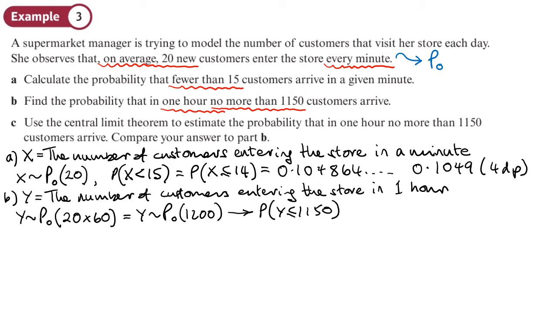So just notice the difference in the wording. This one was fewer than 15, and this is no more than. Yeah, so that makes a difference to our inequality symbol that we write down. So let's type this in.